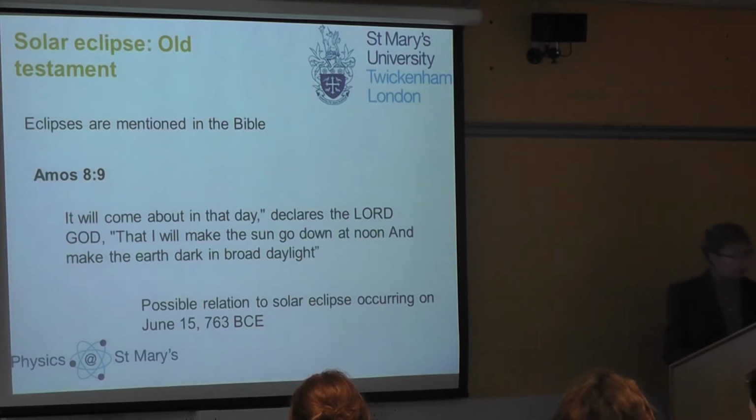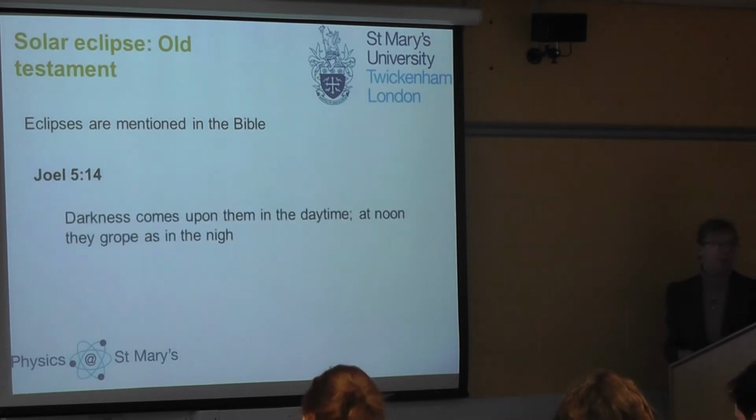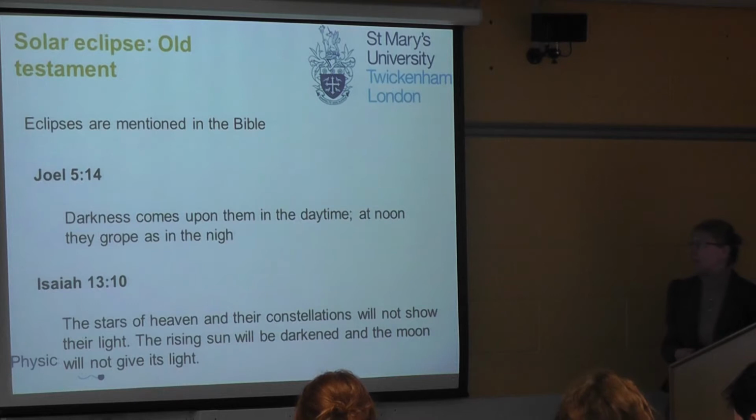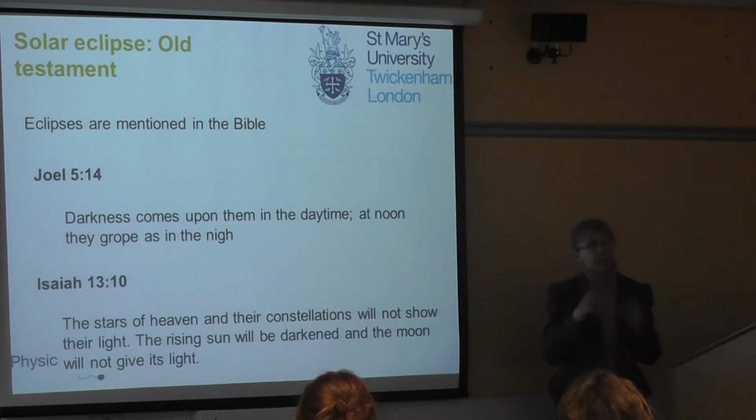Then we have also Joel. Darkness comes upon them in the daytime. At noon they grope as in the night. And then we have another one. The stars of heaven and their constellation will not show their light. The rising sun will be darkened and the moon will not give its light. So these are just descriptions. We can keep going, and obviously I will not.